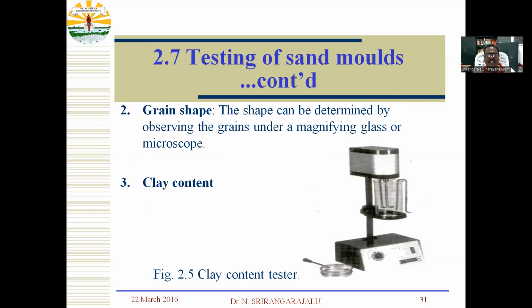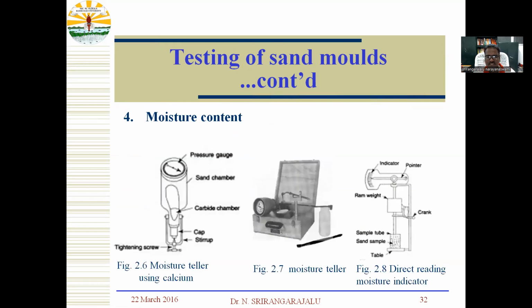And then grain shape. The shape can be determined by observing the grains under a magnifying glass or microscope. Clay content tests are also there. Then the moisture content test is there.